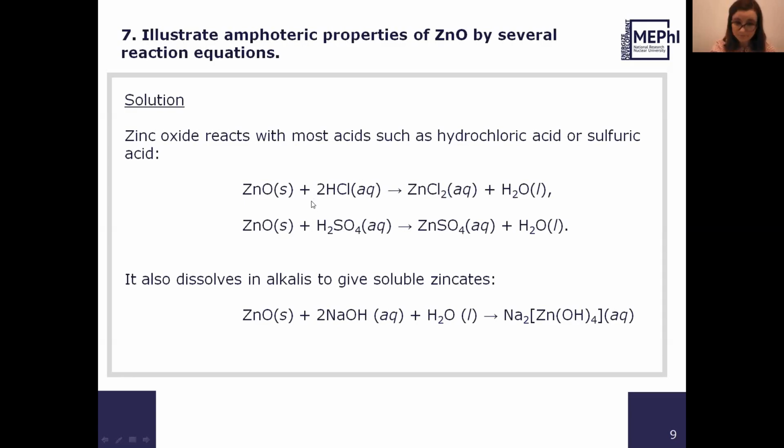Well, I've taken just 2 most commonly used acids, hydrochloric acid and sulfuric acid, and they react with zinc oxide according to these equations. Zinc oxide dissolves in hydrochloric acid to give zinc dichloride and water, and it also dissolves in sulfuric acid to give zinc sulfate and water as well, and it dissolves in alkalis to give soluble zincates.